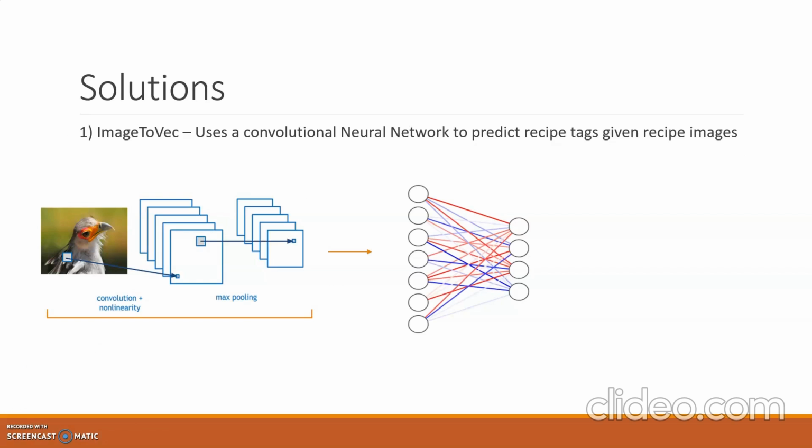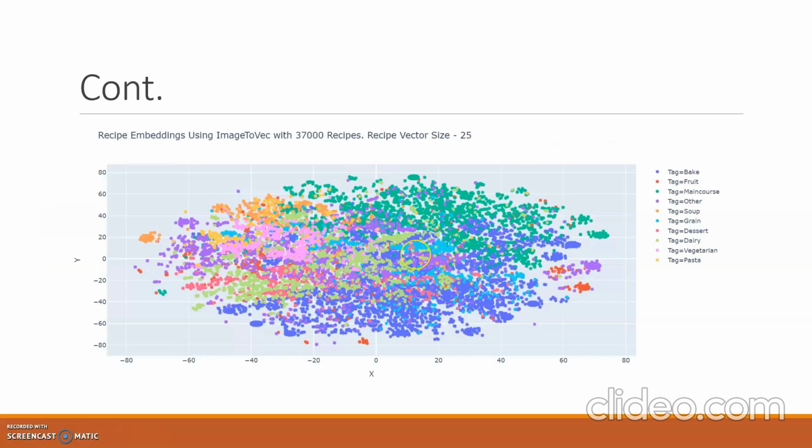The model implemented was the image-to-vec model, which uses a convolutional neural network to predict recipe tags. So we use a convolution layer, then we max pool all of our results from that, and then we flatten it and then put it through a fully connected layer. And this is the visualization for that.